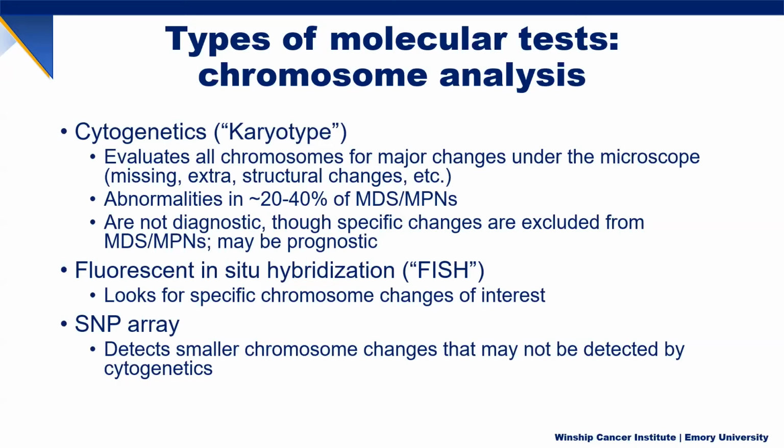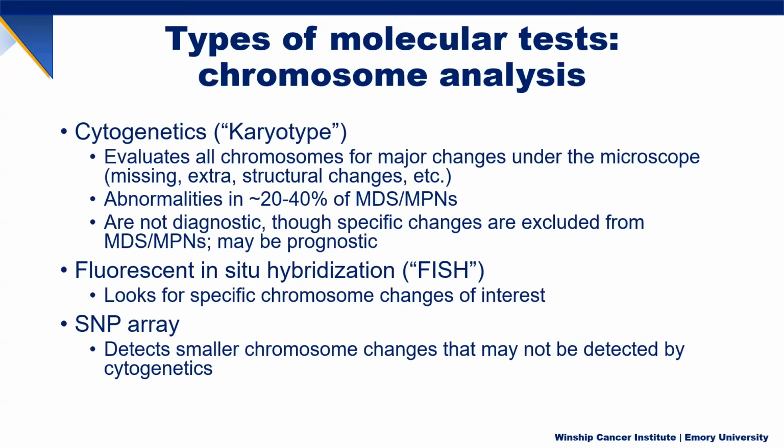For example, something called the Philadelphia chromosome is seen essentially exclusively in a disease called chronic myeloid leukemia, a type of MPN. So these changes can help rule out other specific diseases, and in some cases, they do have prognostic information as well.